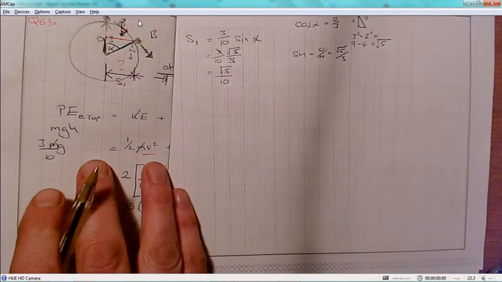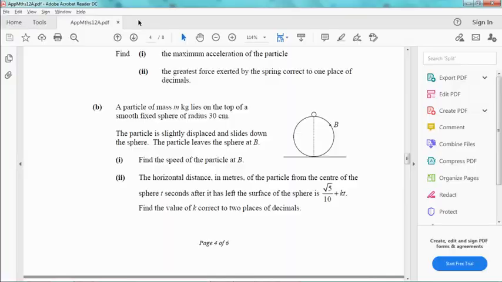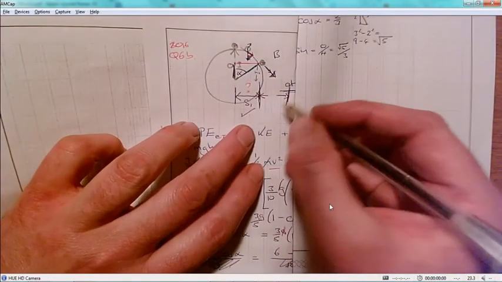Okay, so back to the question. I remember seeing a root 5. So the horizontal distance in meters of the particle from the center of the sphere after it's left the surface is root 5 over 10. Okay, so that's that bit done. Okay, so actually all I'm looking for is this bit. So that's that bit done. I've got the root 5. That solves half the problem.